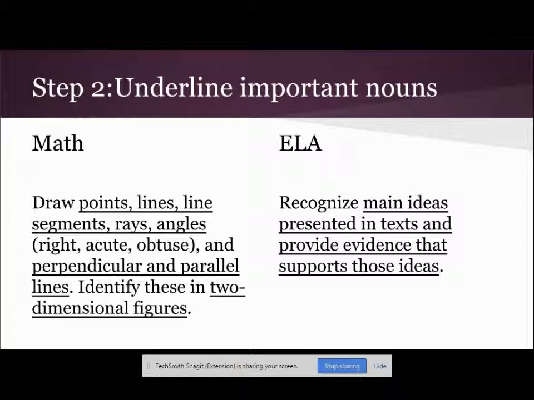Now look at the ELA sample. The following has been underlined: main ideas presented in text and provide evidence that supports those ideas. Those are the main concepts in that standard, or the nouns. So again, the nouns are the concepts that students need to know from the standard. So you underline the important nouns.